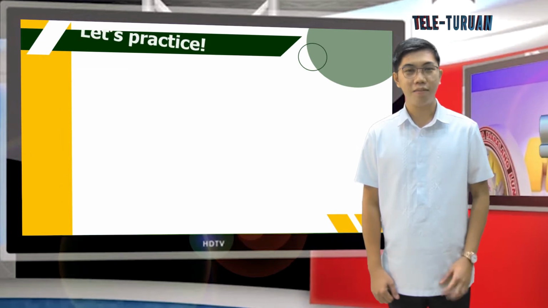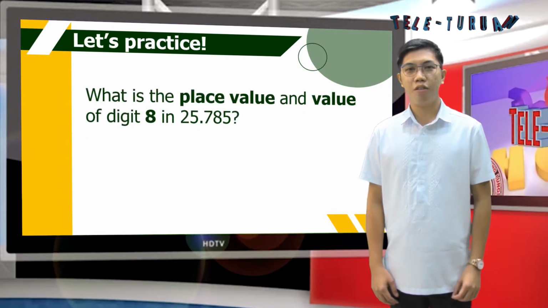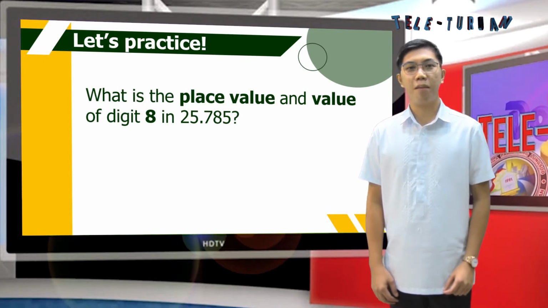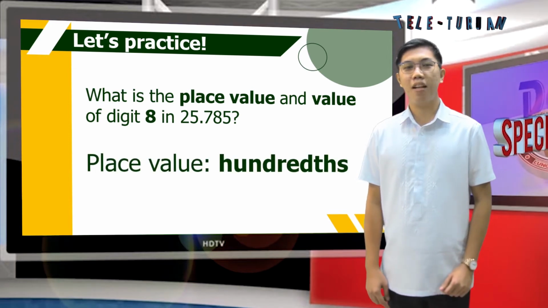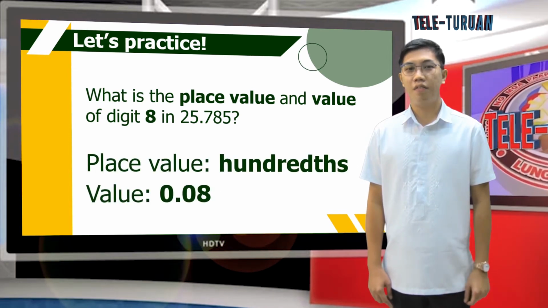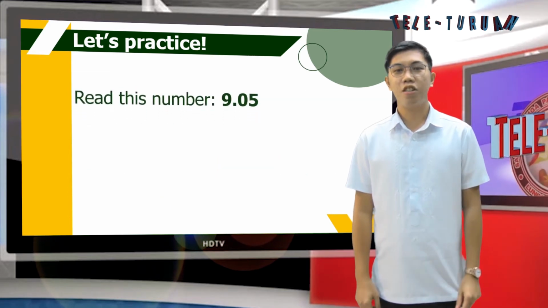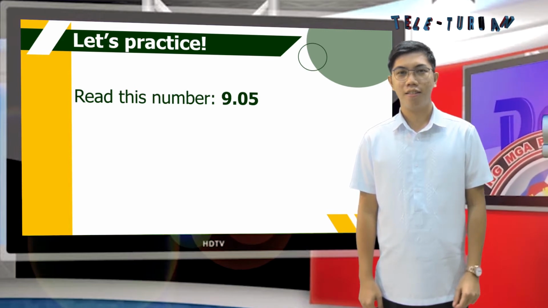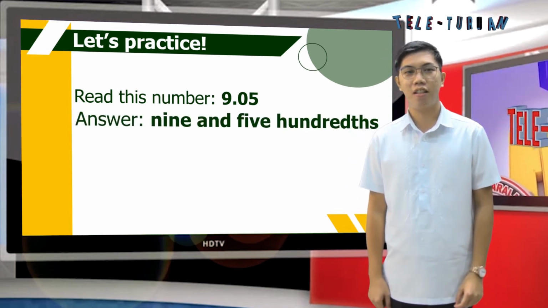Are you ready? What is the place value and value of digit 8 in 25 and 785 thousandths? You're right. The place value is hundredths, while the value is 8 hundredths. Read the decimal number on the screen. Correct. The answer is 9 and 5 hundredths.